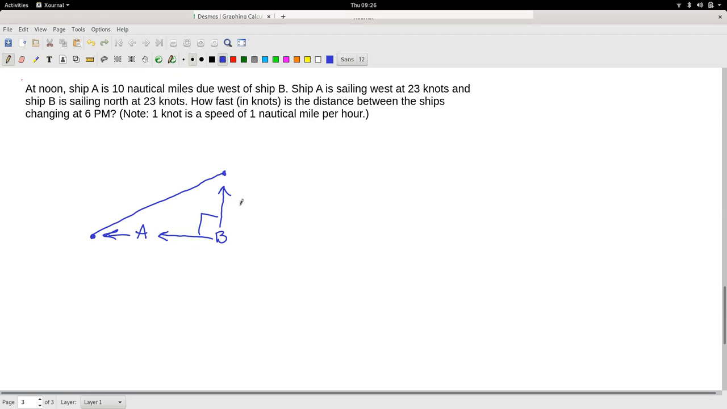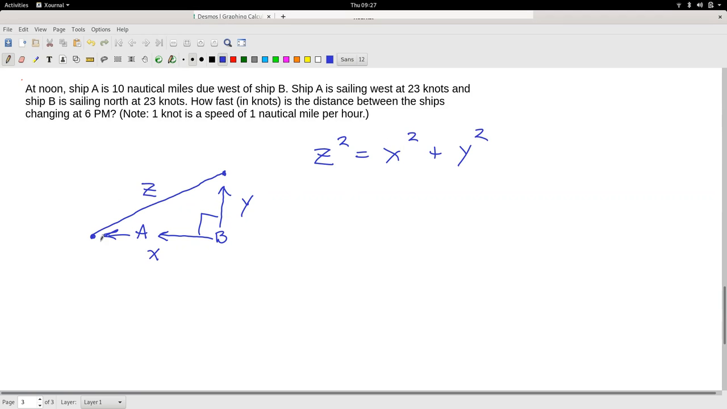So let's call this distance right here y, and this distance right here x, and then the distance between them, we'll call that z for fun. And we know a relationship between this distance y, this distance x, and this distance z, and z is what we want. So according to the Pythagorean theorem, z squared equals x squared plus y squared.